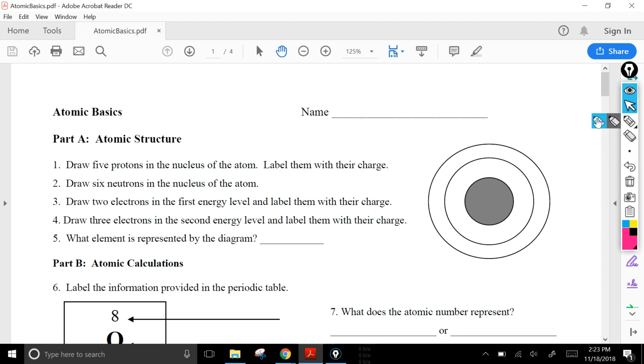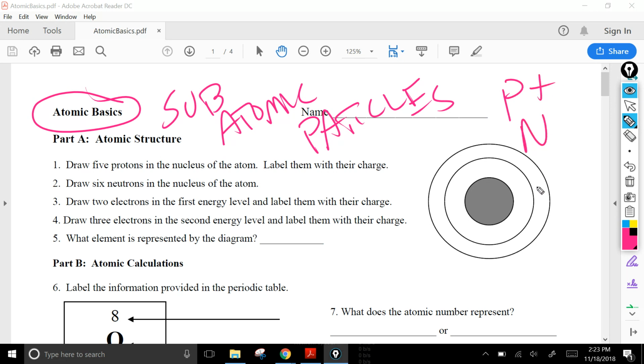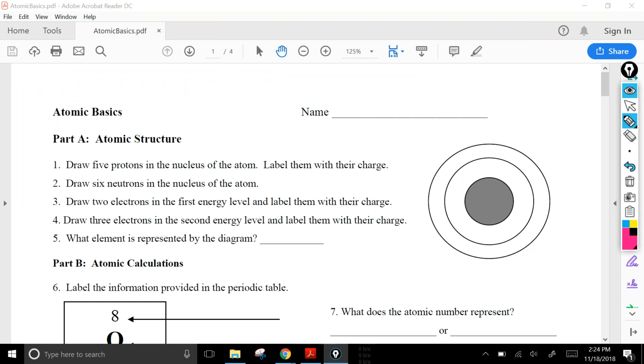We are going to practice calculating atomic particles, subatomic particles. That's protons, neutrons, and electrons. Given a particular atom or element, you should be able to calculate protons, neutrons, and electrons in that atom by the end of this video.